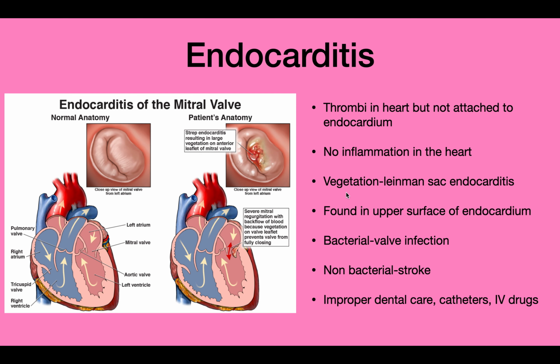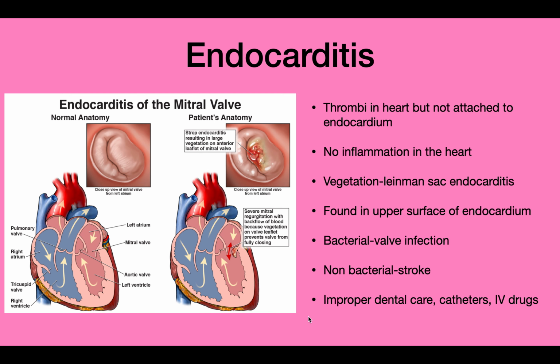Vegetation grows when there's... it's just called vegetation because it grows like vegetation, but it means an infection, and it's going to occur in Libman-Sacks endocarditis. Usually that's found in the upper surface of the endocardium, and bacteria is going to cause the valve infection. Non-bacterial, it could be a stroke, but that's not going to be vegetation. That's going to be thrombi.